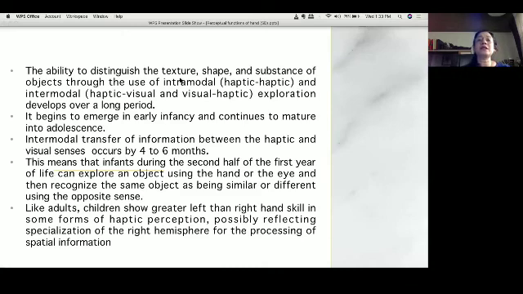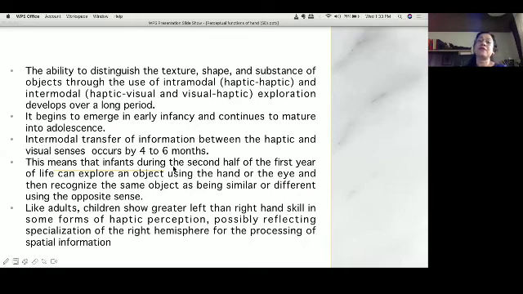So there is the ability to distinguish texture, shape, and substance of the object through intramodal and intermodal perception. That means when you introduce one more system, that is the visual system, along with the haptic, what you're exploring or perceiving with your hand and the eyes, it is haptic vision, visual haptic. It begins to emerge early in infancy and continues to mature into adolescence. The intermodal transfer of information between the haptic and visual senses we know occurs between 4 to 6 months.